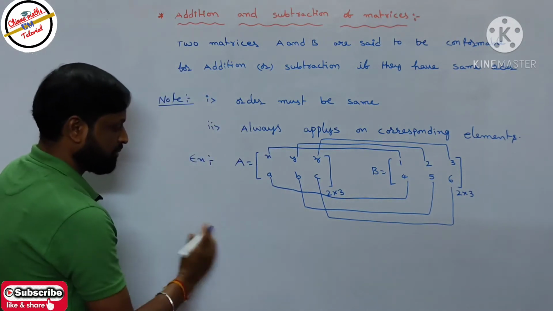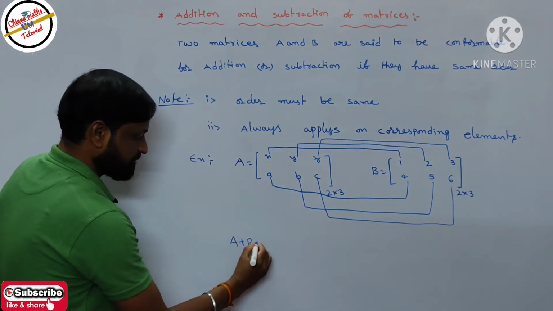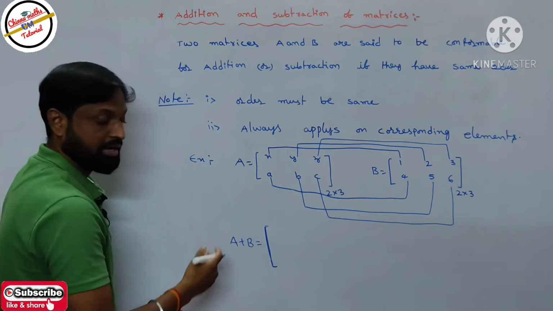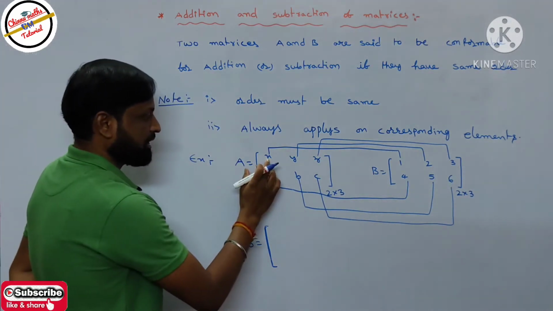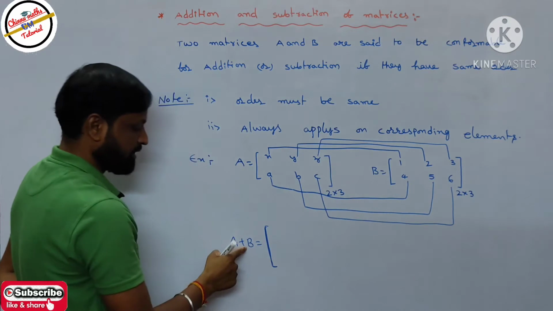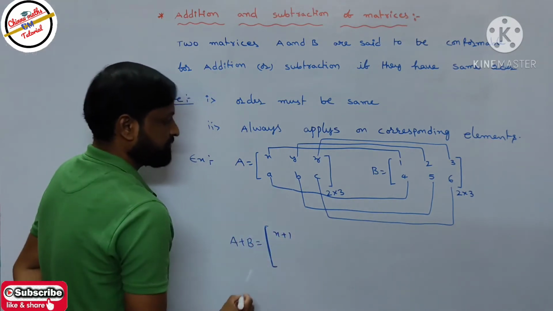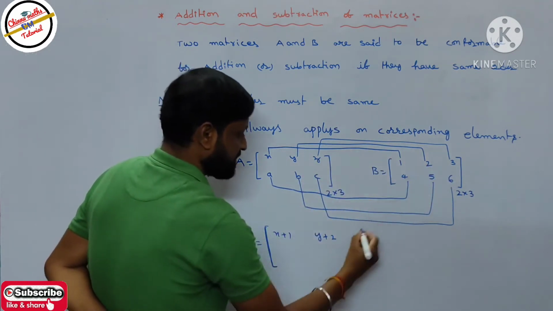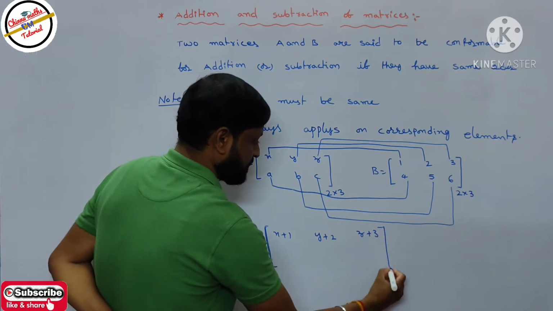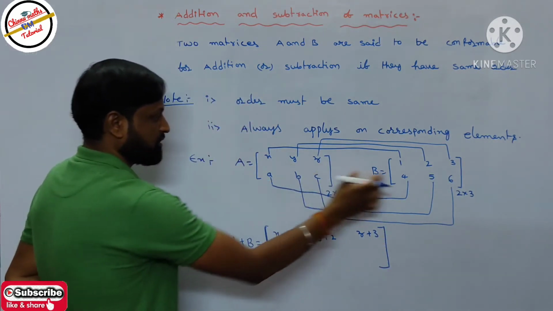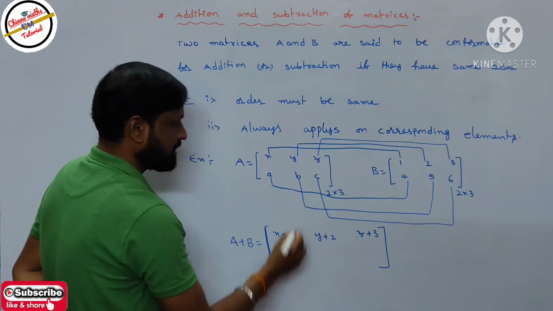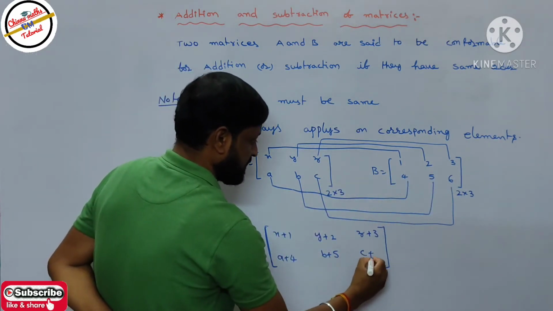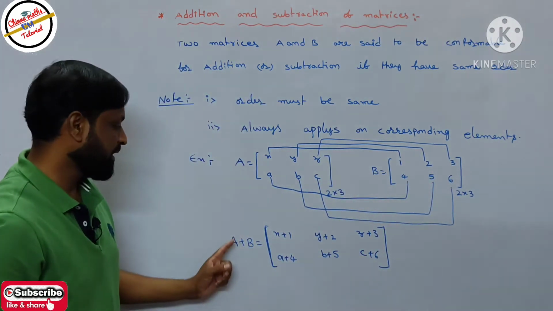So then we can apply A plus B. Matrices are denoted by square brackets or open brackets. For X, the corresponding element is 1, so the addition is X plus 1. Next Y plus 2, then Z plus 3. In the second row, A plus 4, next B plus 5, and the third one is C plus 6. It is the addition of the two matrices, denoted by A plus B.